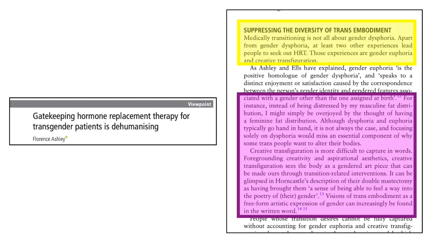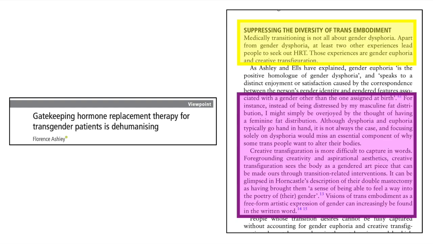So what are these? Well, gender euphoria is, quote, the positive homologue of gender dysphoria and speaks to a distinct enjoyment or satisfaction caused by the correspondence between a person's gender identity and gendered features associated with a gender other than the one assigned at birth. For instance, instead of being distressed by my masculine fat distribution, I might simply be overjoyed by the thought of having a feminine fat distribution. Although dysphoria and euphoria typically go hand in hand, it is not always the case. And focusing solely on dysphoria would miss an essential component of why some trans people want to alter their bodies.